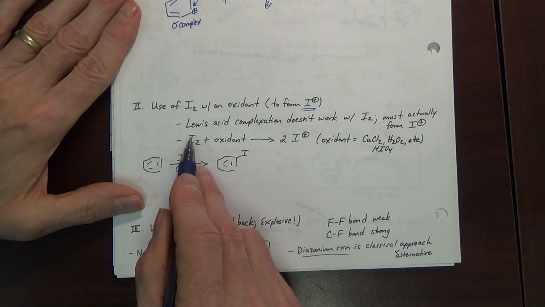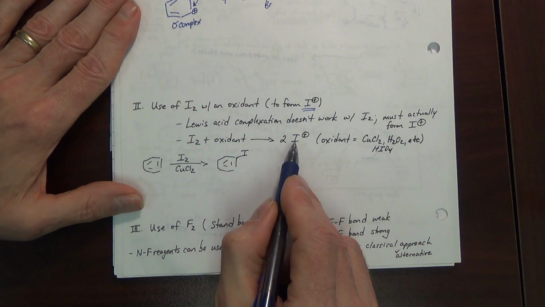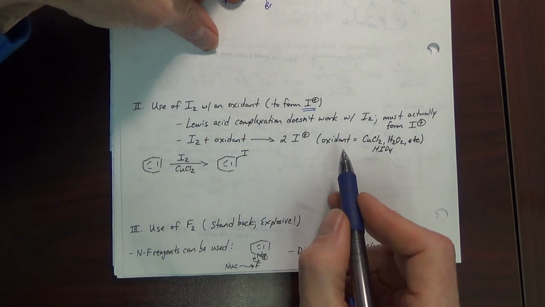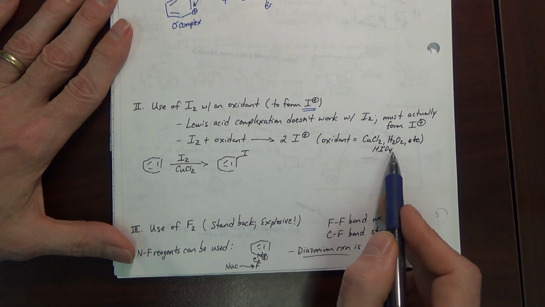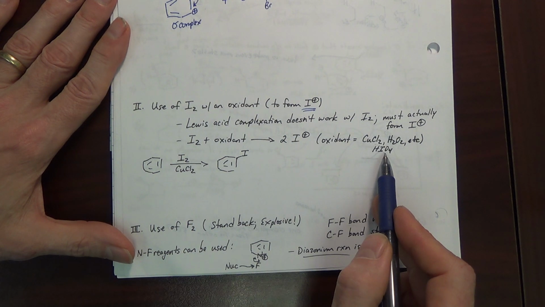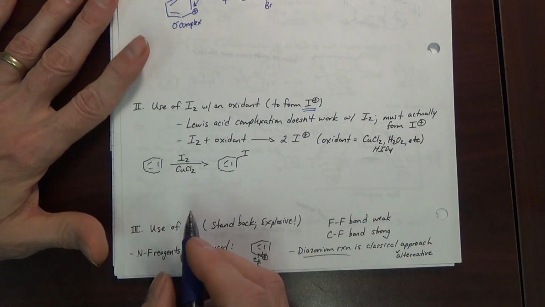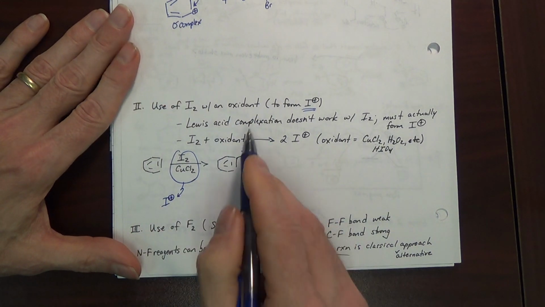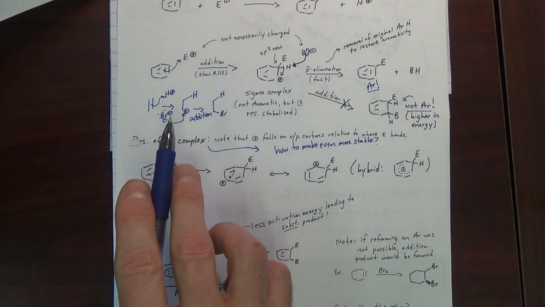If you take elemental iodine, diatomic I2, and react with an oxidant, you can go to I+. Oxidants that will do this include copper 2 chloride, hydrogen peroxide, or even periodic acid. Now, we don't have to look at a mechanism for the redox. It's probably a single electron transfer. But this is going to produce I+. And once it produces I+, it's the same exact mechanism as shown over here where we showed E+.